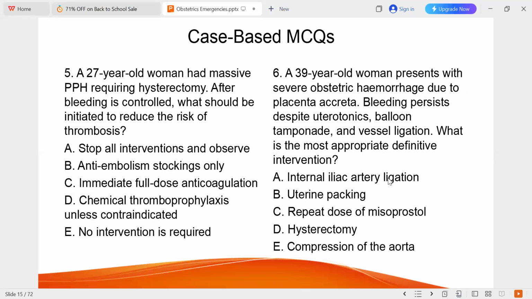Number 5. A 27-year-old woman who had massive PPH requires hysterectomy. After bleeding is controlled, what should be initiated to reduce the risk of thrombosis? This one has given itself out. What will you do?